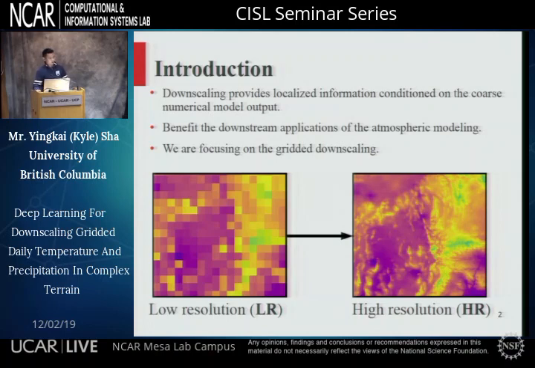So to begin with, downscaling is a well-known post-processing technique that can provide localized information on the coarse numerical model outputs and therefore benefiting the downstream applications of the atmospheric modeling on the industrial side. And here we're focusing on the gridded downscaling, which intuitively means the low resolution to high resolution mapping, like was shown from left to right of the figures.